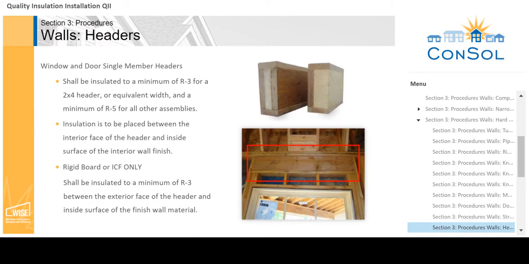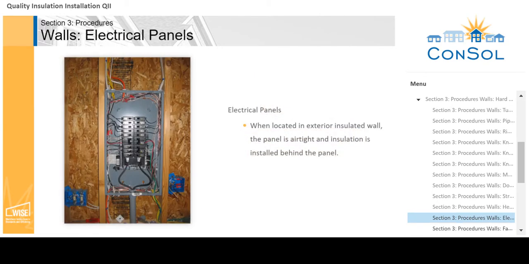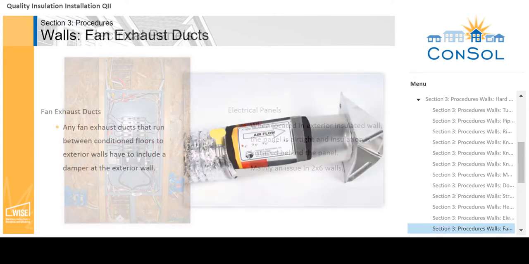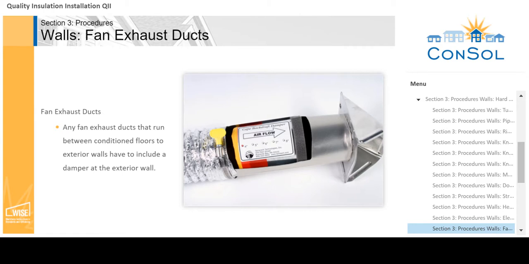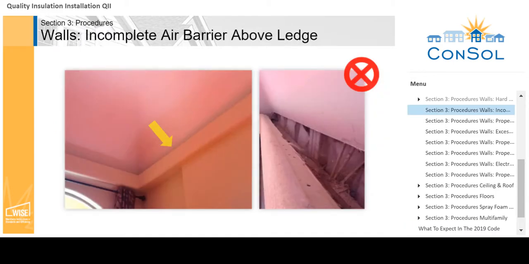If you are using continuous rigid board on the exterior or ICF, headers shall be insulated to a minimum of R3 between the exterior face of the header and inside surface of the finished wall material. When an electrical panel is located in an exterior insulated wall, the panel shall be airtight, and insulation shall be installed behind the panel. This can be an issue in 2x6 or larger wall cavities. Any fan exhaust ducts that run between conditioned floors to exterior walls have to include a damper at the exterior wall.